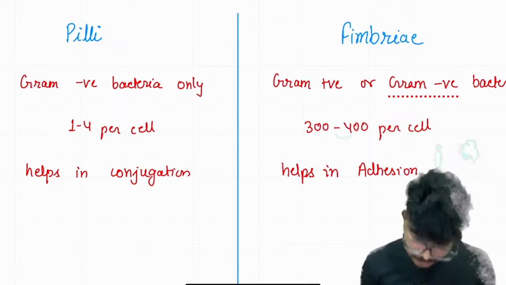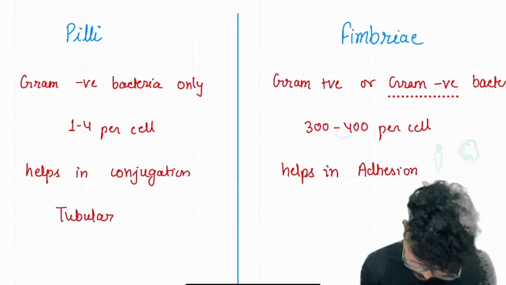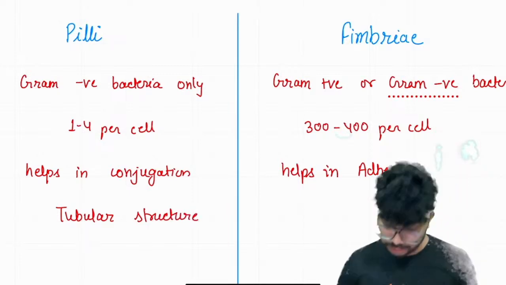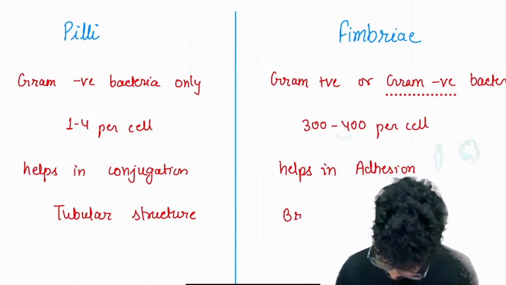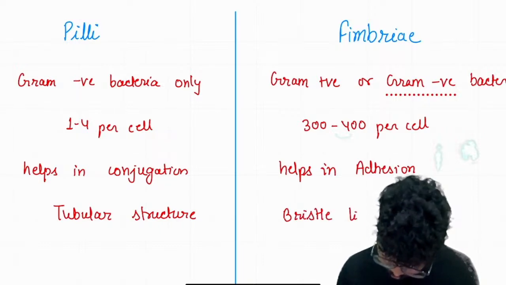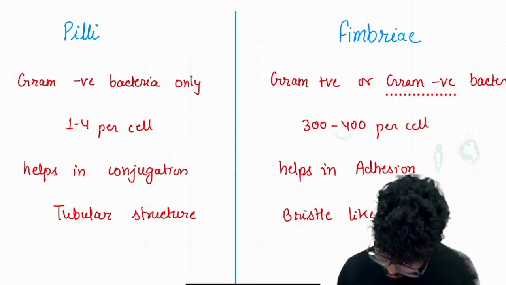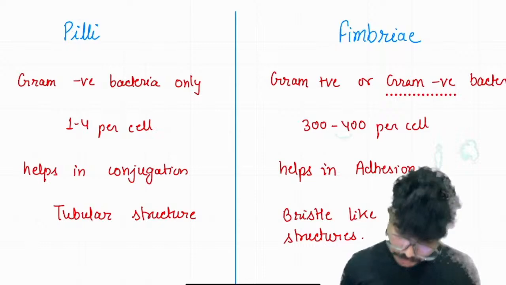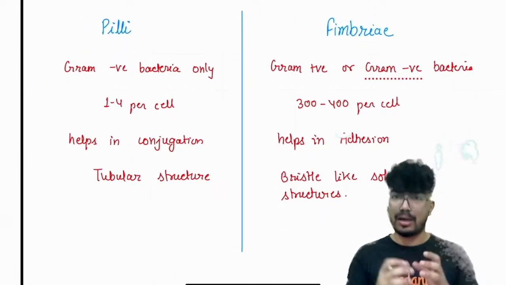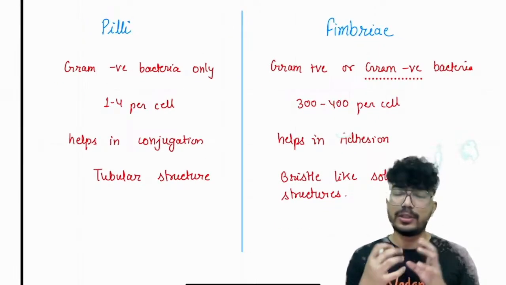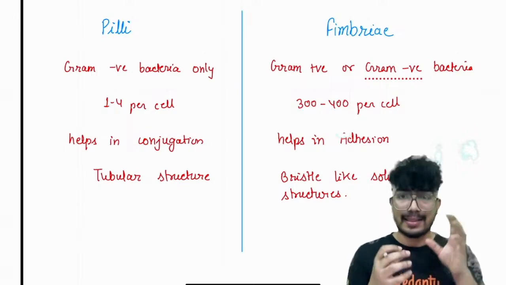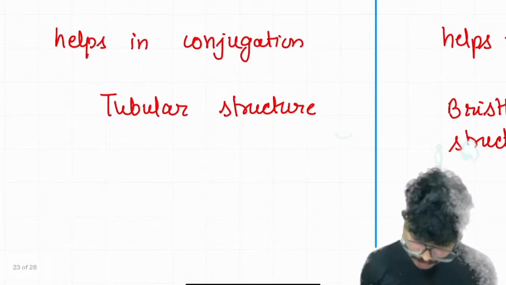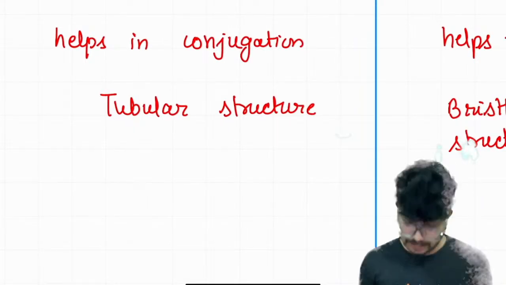Okay, so pili are a tubular structure, whereas fimbriae are a bristle-like solid structure. Now for pili, if a cell wants to have pili, it needs to have the F factor, the fertility factor, in the form of a plasmid. So it requires the presence of the F plasmid. The pili formation is controlled by the F plasmid.